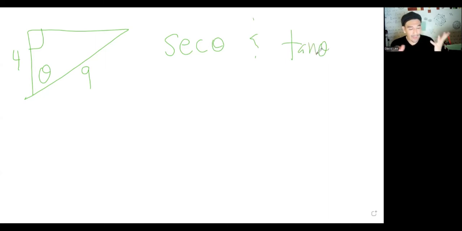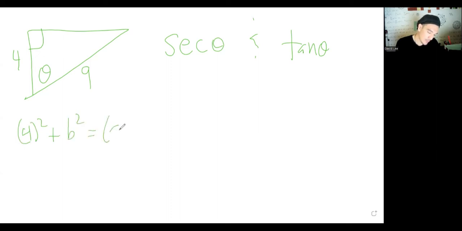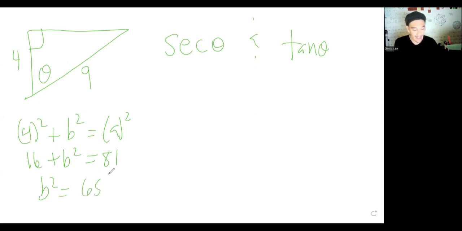So first of all, I probably can't do much if there's a missing piece. So let's find the missing piece with Pythagorean theorem. So we know it's going to be 4 squared plus b squared equals 9 squared. So 16 plus b squared is 81. So b squared equals... what's 81 minus 16? Is that 65? Looks like. And then square root. So the missing leg is about square root 65. And now I have my triangle, and I got all the sides, but they're not labeled.